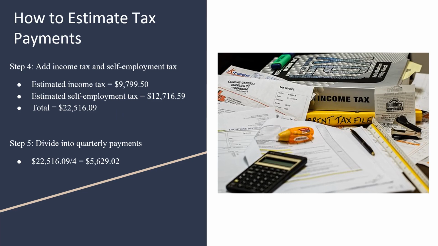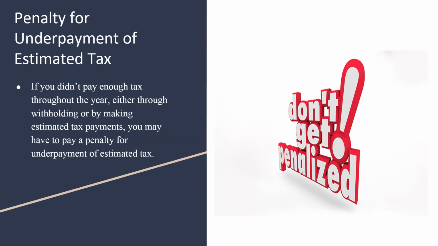Next, Rachel simply adds together her income tax and her self-employment tax for the year. She then divides this into quarterly payments. It's important to check your withholding or make estimated tax payments to avoid having to pay a penalty for underpayment.